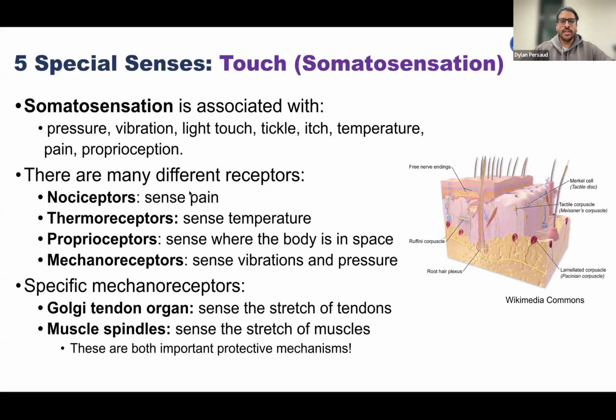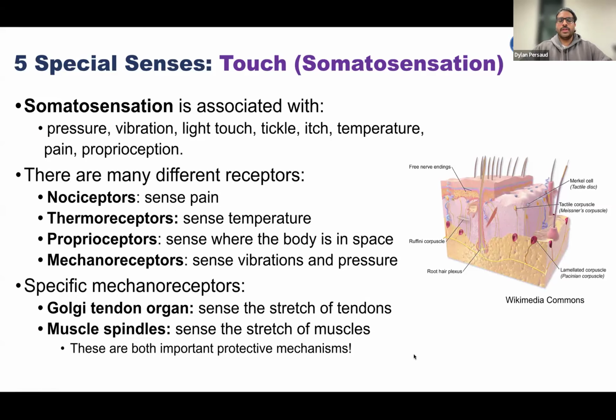So we have nociceptors, which are responsible for sensing pain. Thermoreceptors sense temperature. Proprioceptors tell where your body is in space, so positioning in space. And the mechanoreceptors sense vibrations and pressure of just regular touch. Then we have specialized mechanoreceptors, which are our Golgi tendon organ, or GTO, which senses the stretch of tendons. And the stretch of muscles would be sensed by our muscle spindles.